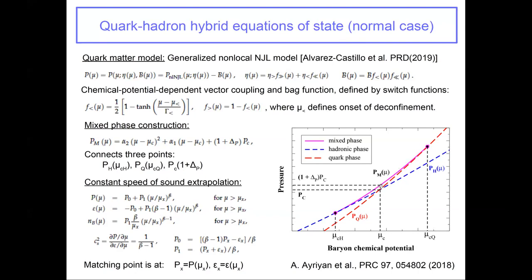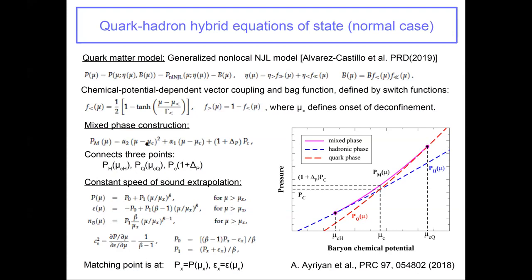We can generalize this, and this would then give mixed phases or pasta phases in the phase transition region, when we define an onset and an end point of these pasta phases, or of the mixed phase between hadronic and quark matter.